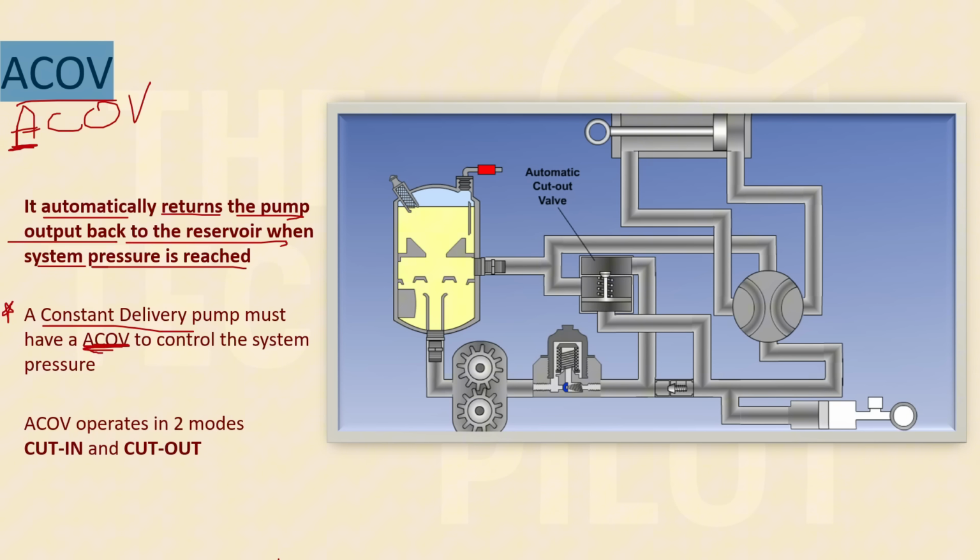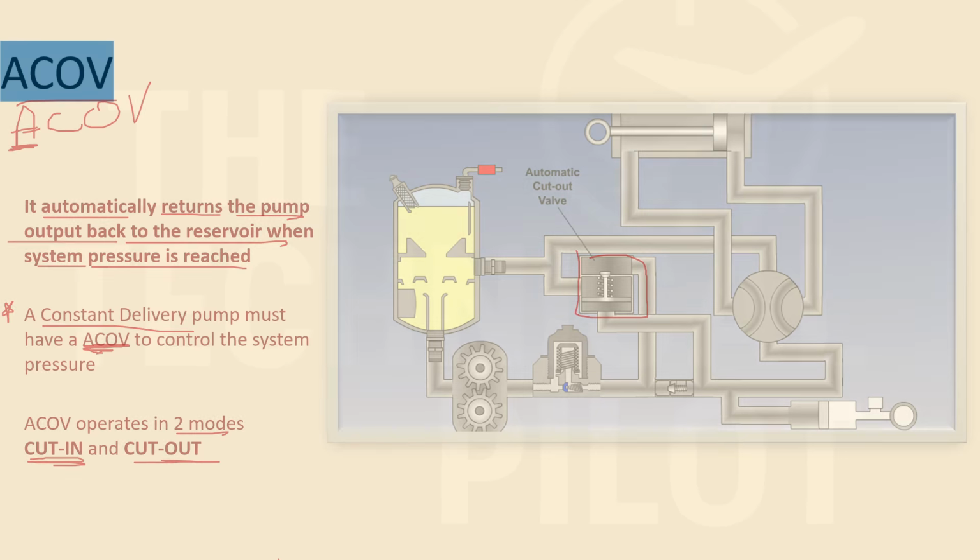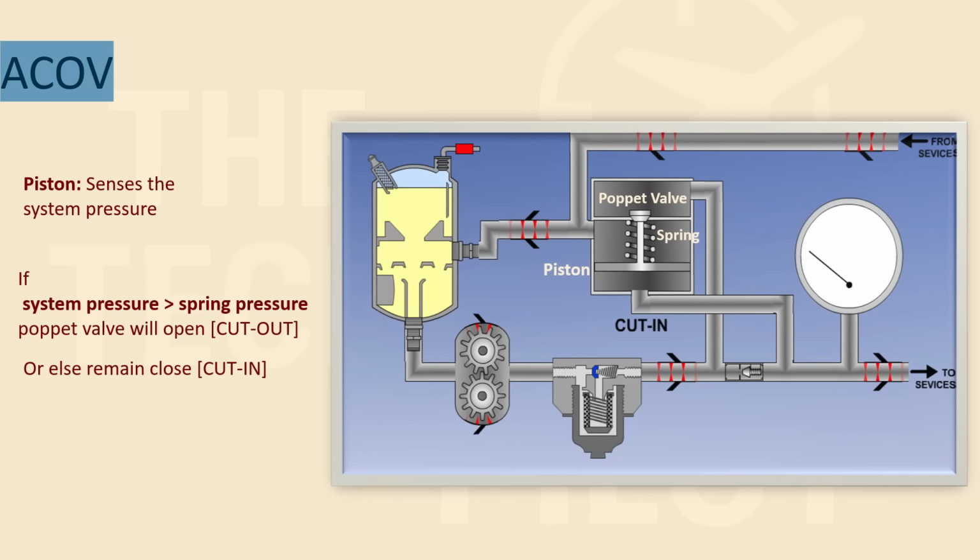So why does it need an ACOV? What ACOV does is it operates in two modes. There is a cut in mode and a cut out mode. So see, this thing that you're seeing here, this is the ACOV, and how it operates. The hydraulic fluid is flowing from here, and it will go to the pump. It will get filtered through here.